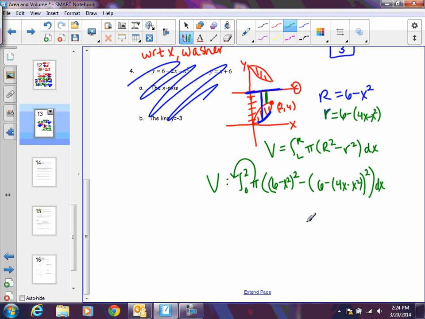So again, this is not one that I would have you compute. This is one where it would be multiple choice, where your answer choices would look like this. Maybe the whole minus here. All right. The answer to this one is 64 pi over 3.